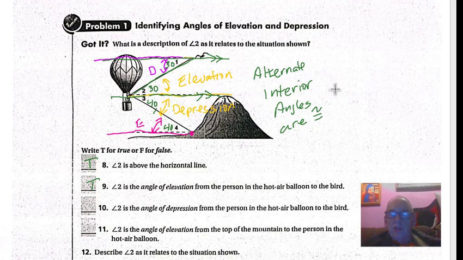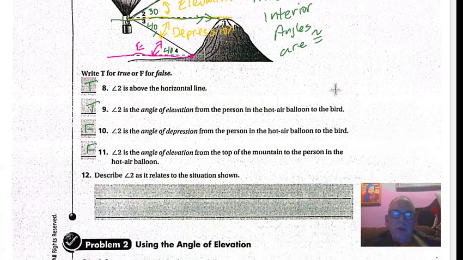Angle 2 is angle of depression from the, no, it's an elevation. And angle 2 is angle of elevation from the top of the mountain to the person in the balloon. That's more like the line of sight. That's not even an angle at all. That's false. Okay, let's do the fill in the blank part here.